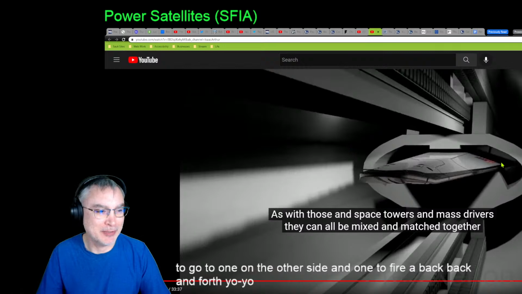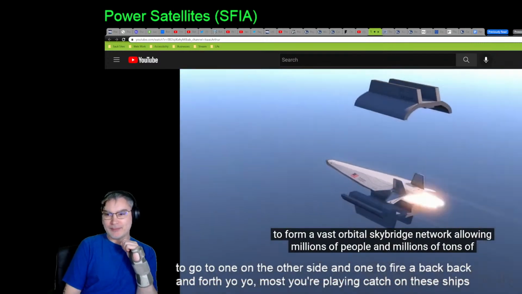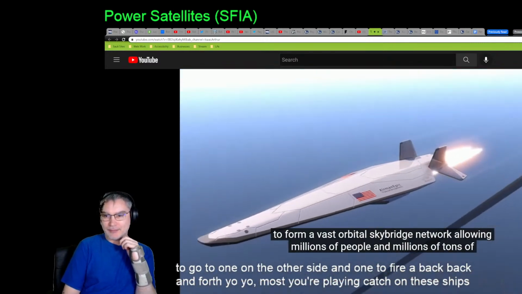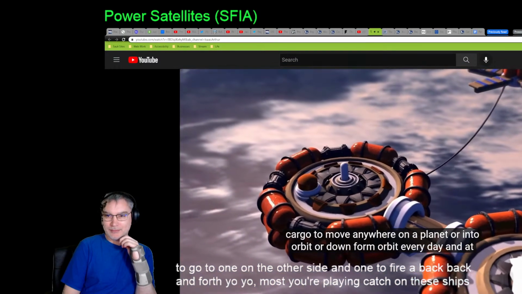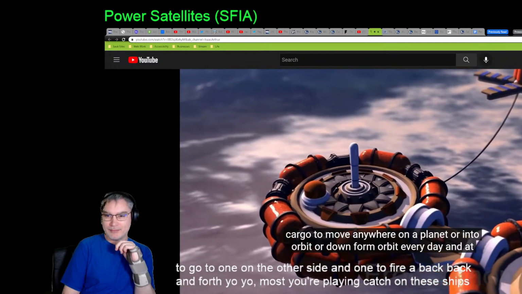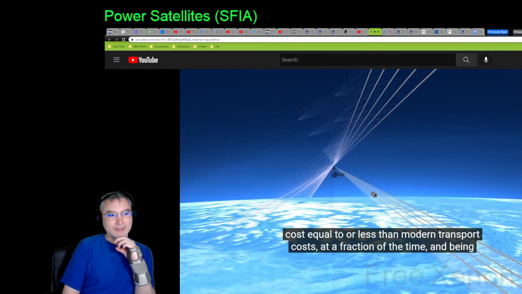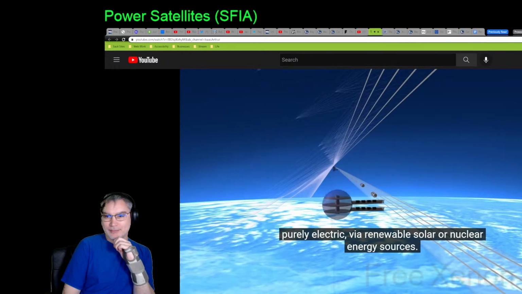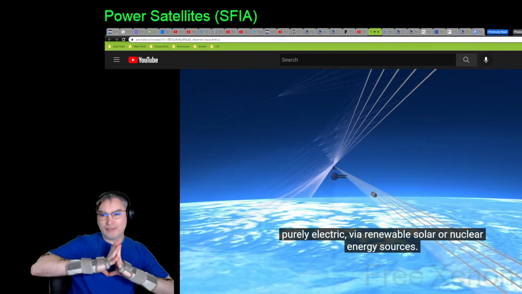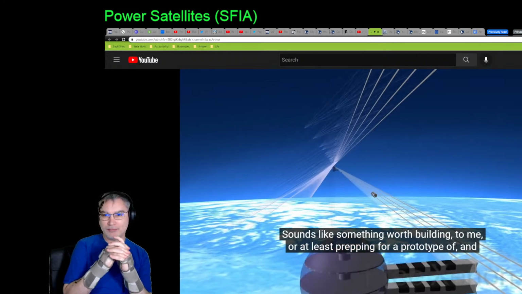Like a yo-yo almost. They're playing catch on these ships. Mixed and matched together to form a vast orbital skybridge network, allowing millions of people and millions of tons of cargo to move anywhere on a planet or into orbit or down from orbit every day, and at a cost equal to or less than modern transport costs, at a fraction of the time, and being purely electric via renewable solar or nuclear energy sources. Sounds like something worth building to me, or at least prepping for a prototype of.